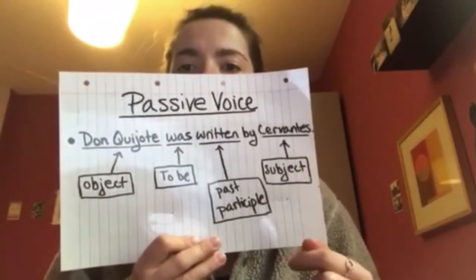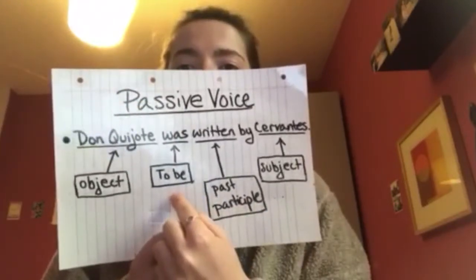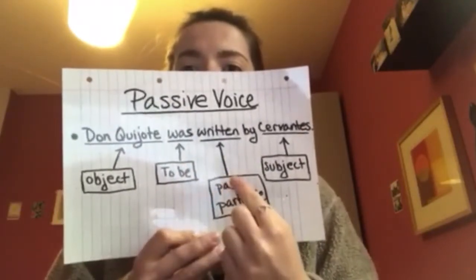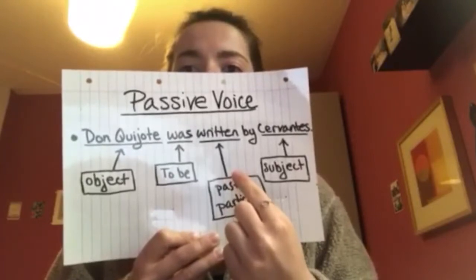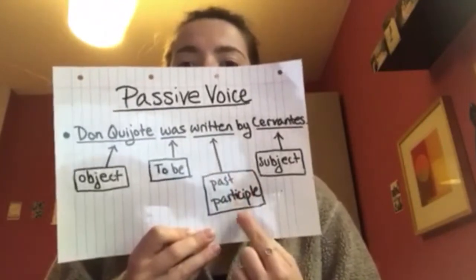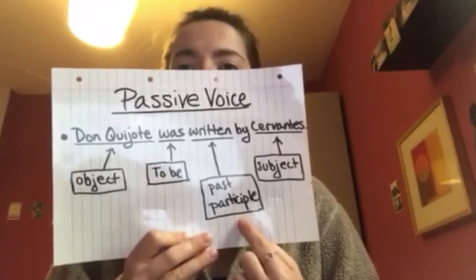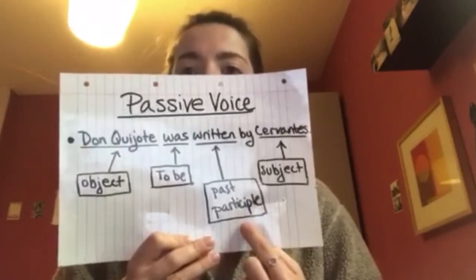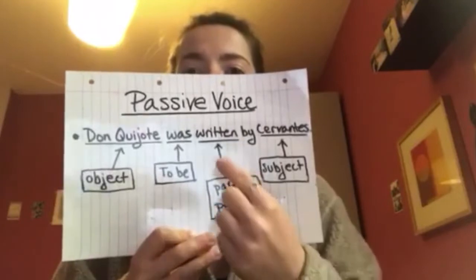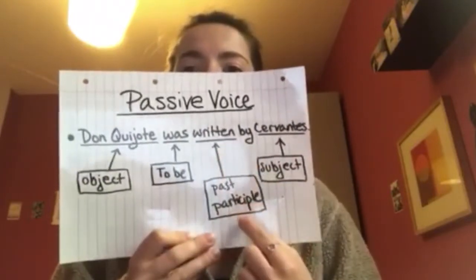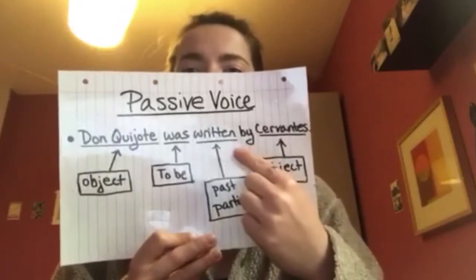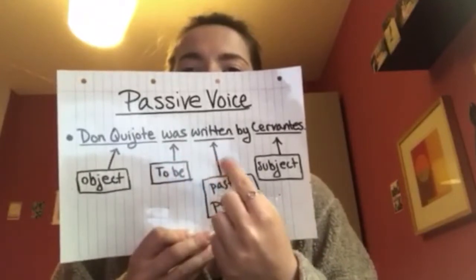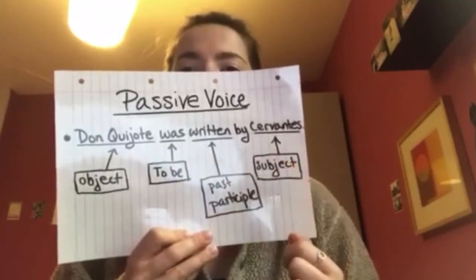Now, what we have in the middle is the verb to be in the past form, was. Now, we have the verb to write in the past participle form. You might remember from your irregular verbs rap: write, wrote, written. So we have to have the past participle form, written. Don Quixote was written by Cervantes.